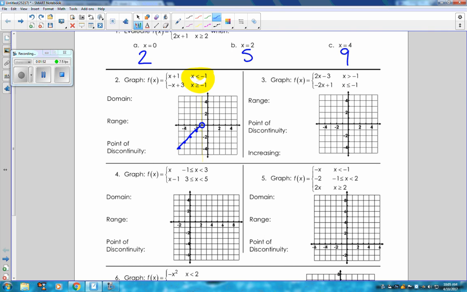Now, when we graph the next equation, if it's equal to, or greater than or equal to, that's when we put in the filled in circle, the filled in point. So at -1 for the second equation, what do I get? So I'm going to put in a closed circle.